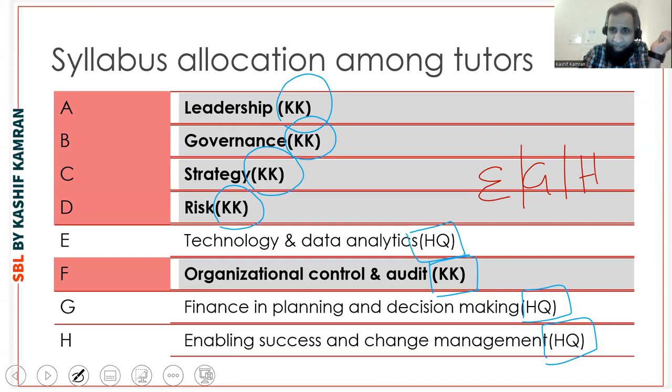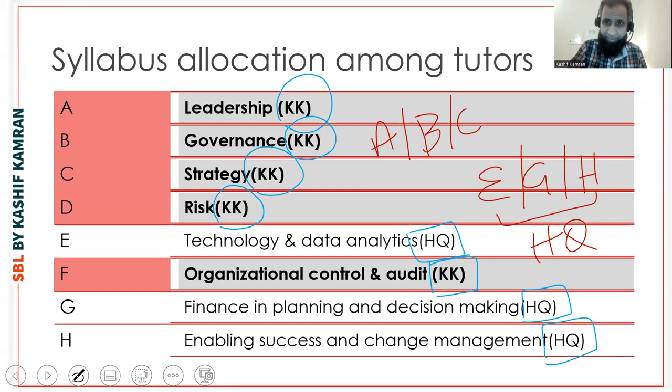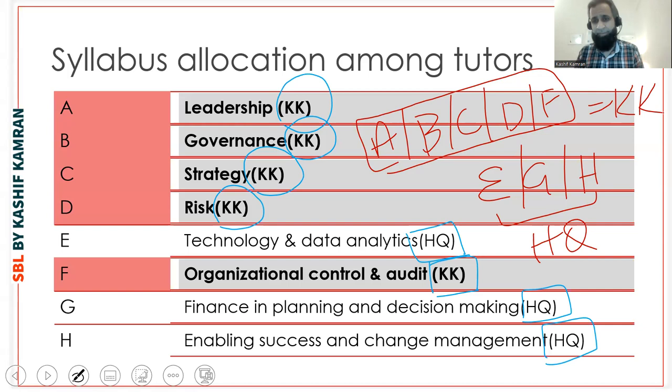So if you have any queries pertaining to syllabus area E, G, H, you will not drop me a WhatsApp message. Rather, you will drop Mr. Hussain Kazi a message asking him your query. But if you have any problems from syllabus area A, B, C, D, and F, you will be corresponding with me, KK, Kashif Kamran. So I'm looking at a broader, more in-depth syllabus here.